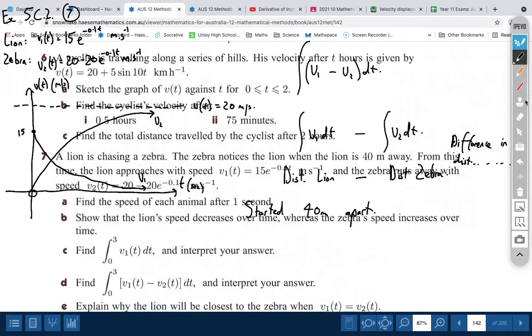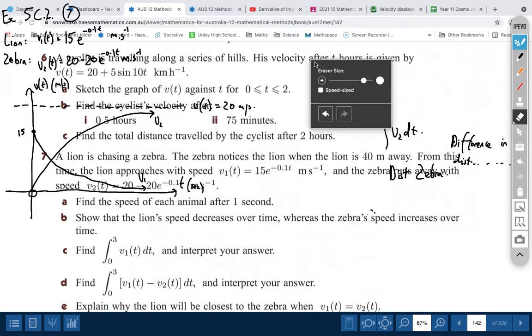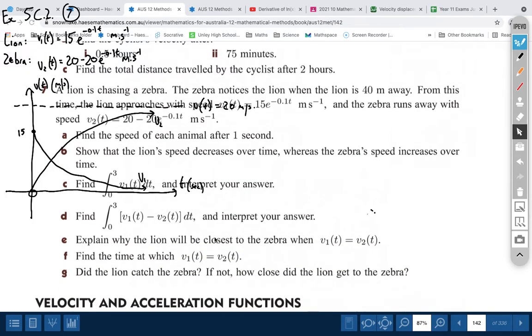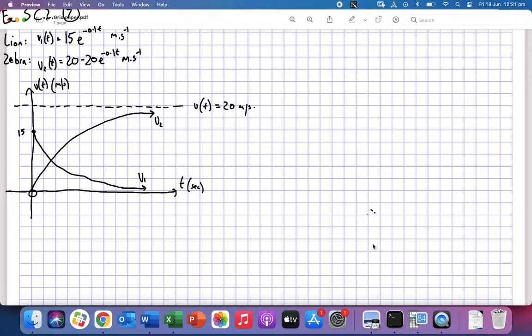And I think that's where this question's going, is did the lion catch the zebra? But there's something else I'm interested in, is where are their velocities equal? Let's refer to the question though. Explain why the lion will be closest to the zebra when the velocities are equal. Oh, that's interesting.